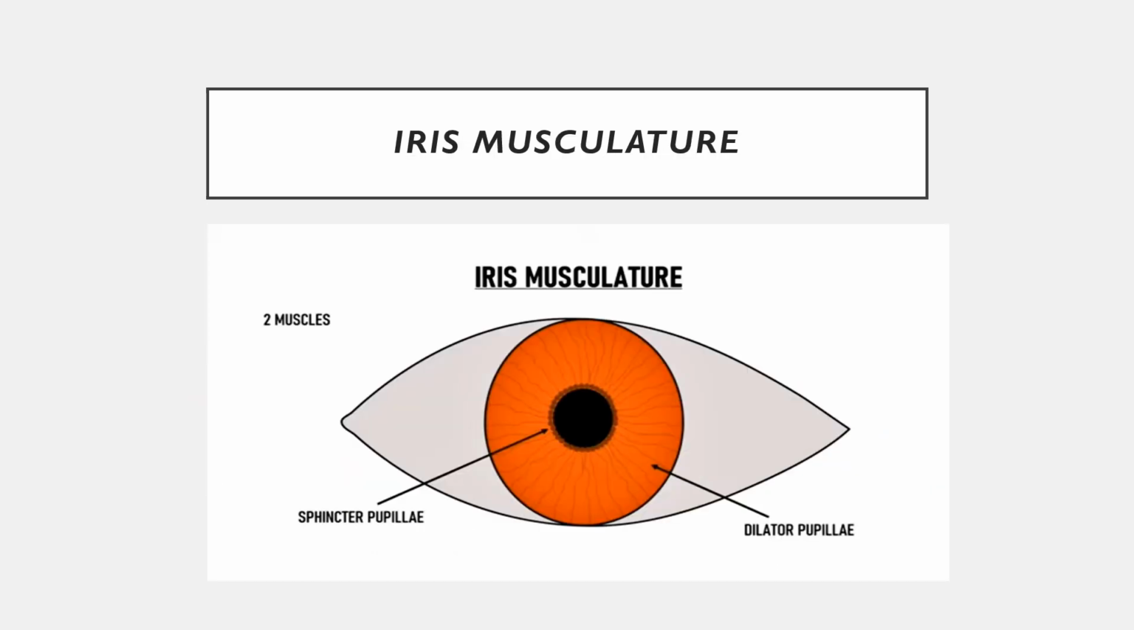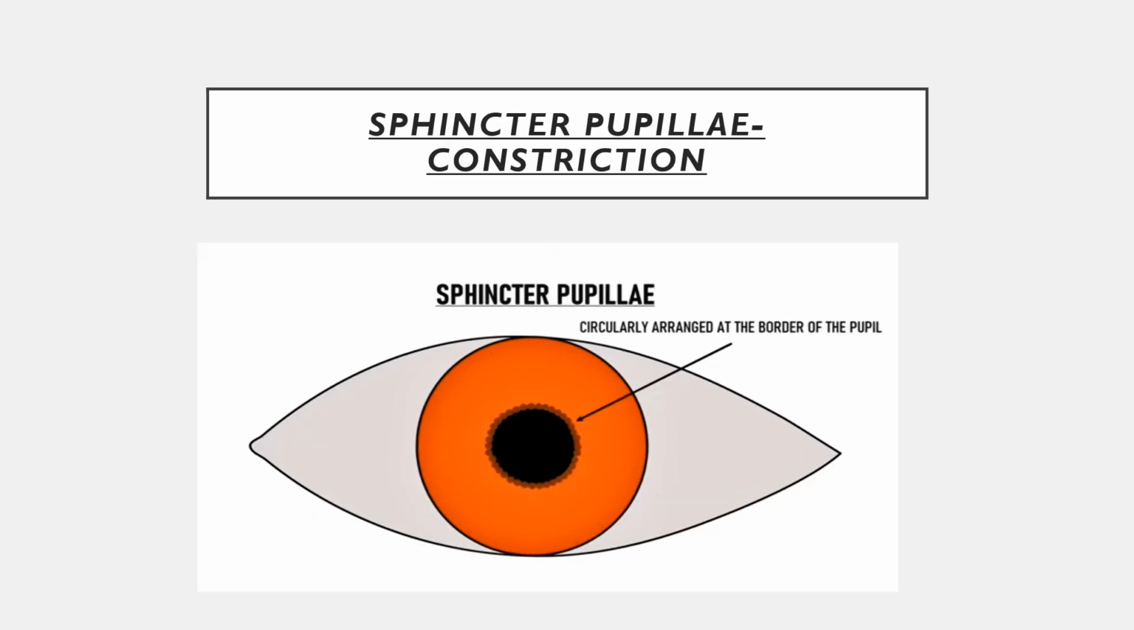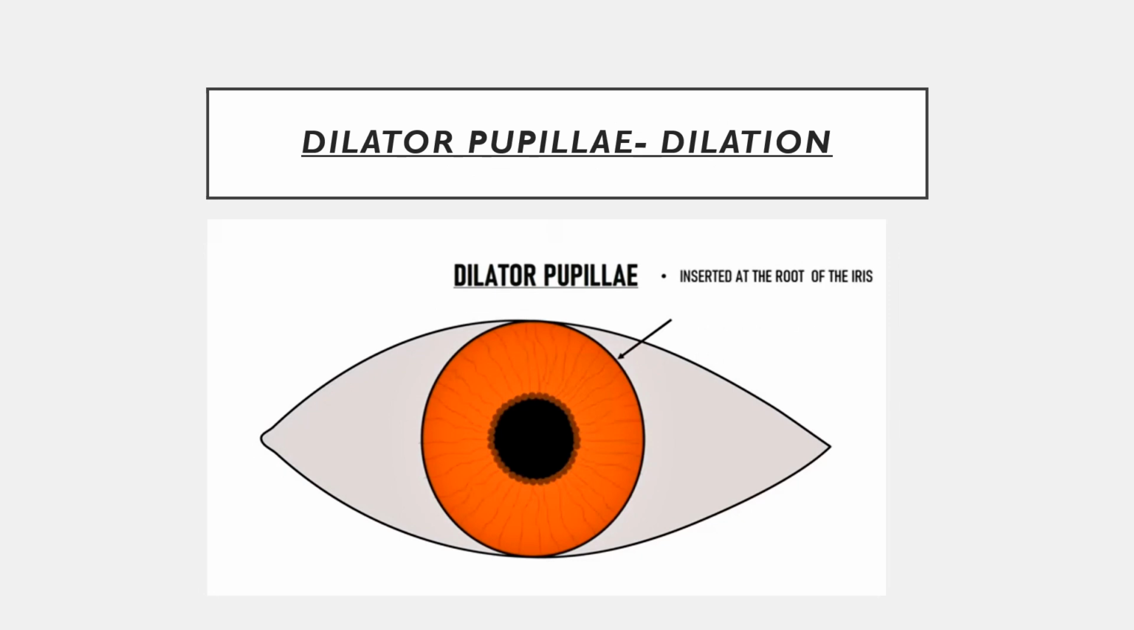So we should know why this constriction and dilation is happening. It is with the help of iris muscles present in the iris, the sphincter pupillae and dilator pupillae. First we'll talk about the sphincter pupillae. You can see here around the pupil they are circularly arranged. That is the sphincter pupillae. And the dilator pupillae arise at the root of the iris. You can see here they are arising from the root of the iris. These are the dilator pupillae.